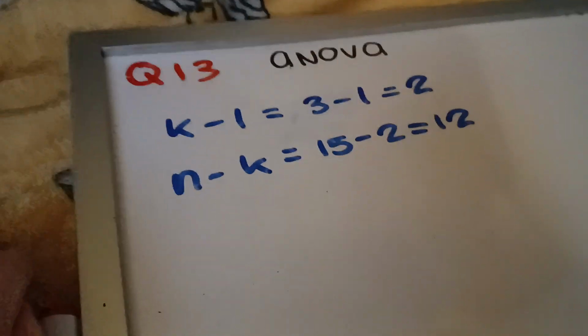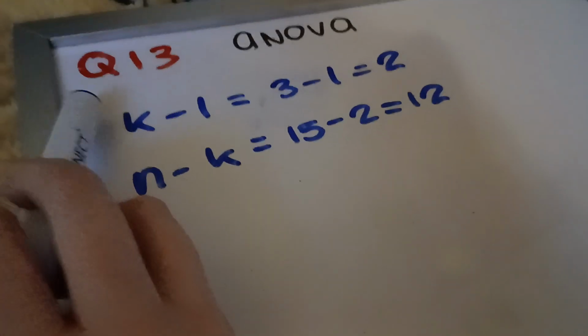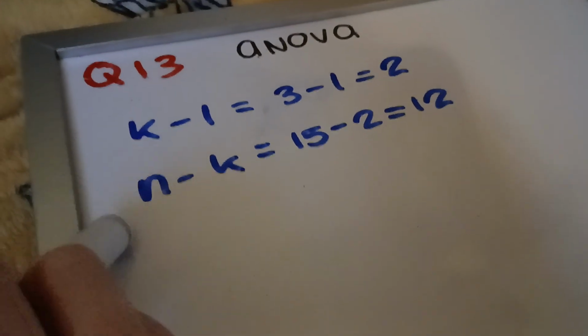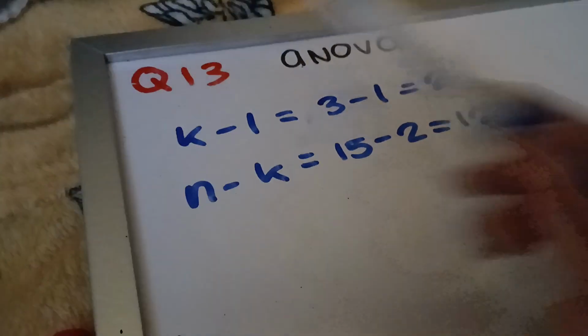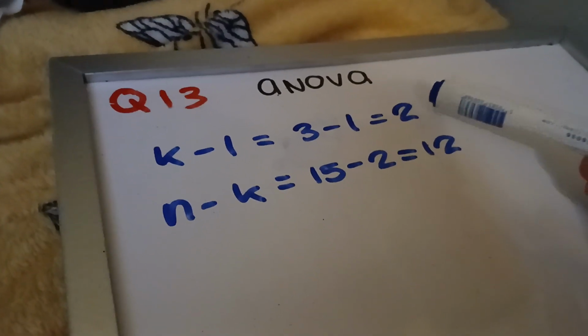So for question 13, it's asking for the critical value. The critical value in this case, we're looking for the degrees of freedom again. In this case, the formulas for the degrees of freedom are K minus 1 and N minus K, the same ones that we were using for the previous formula for the F value. So basically the same numbers that we calculated, 2 and 12, it's always going to be 2 and 12.